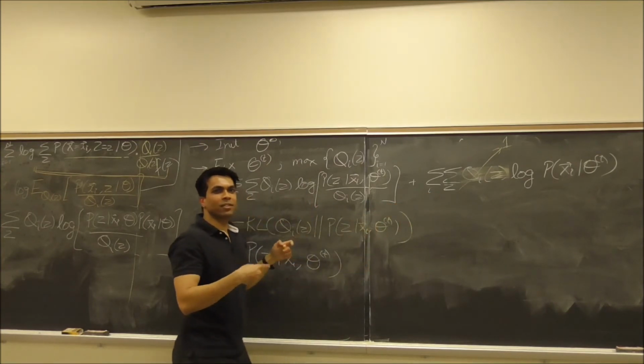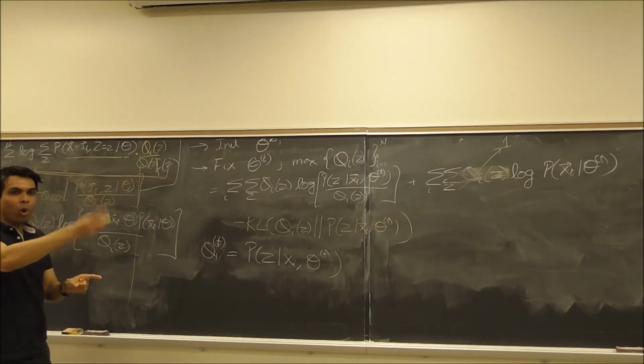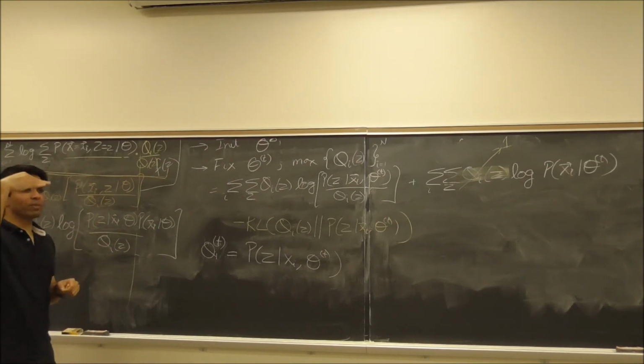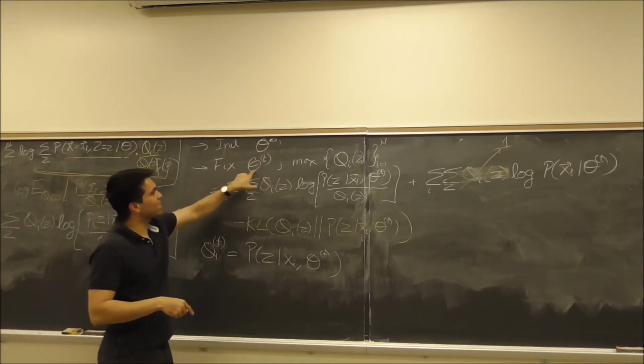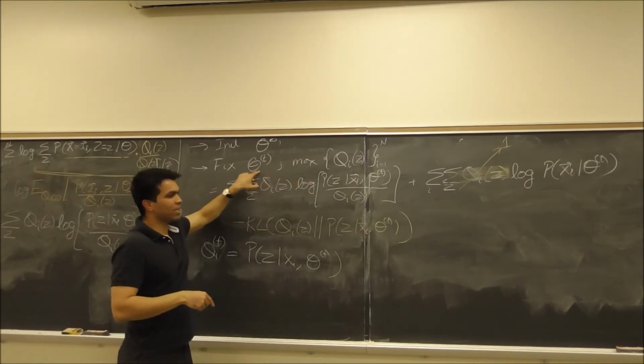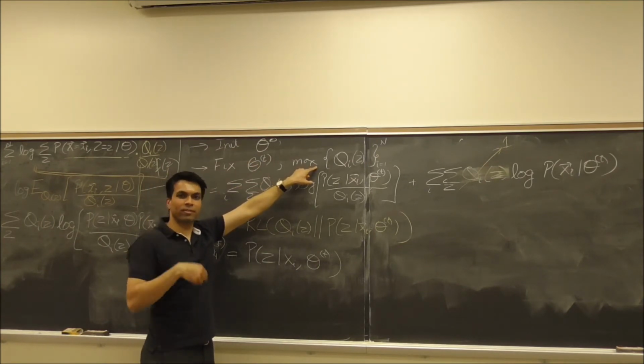So it means this is a lower bound maximization problem where every odd iteration, your lower bound becomes tight. Because every time you maximize, there's going to be a fixed theta maximize q, fixed q maximize theta. Every time you fix theta and maximize q, your lower bound suddenly becomes tight. Does that make sense?